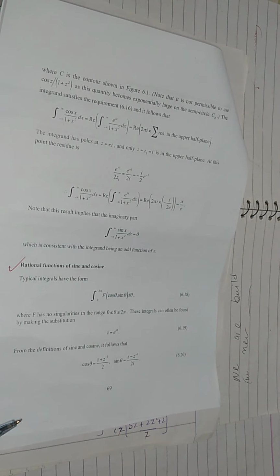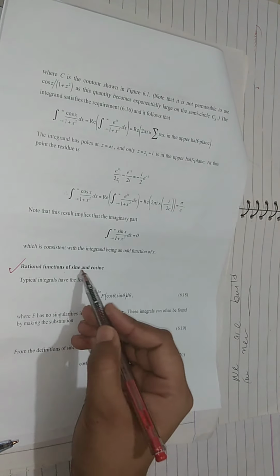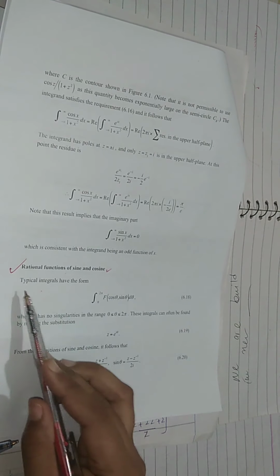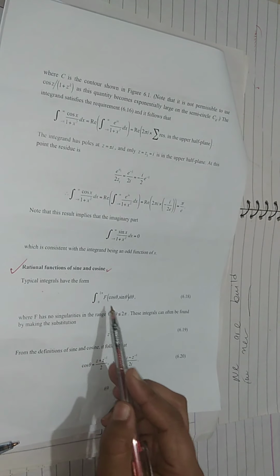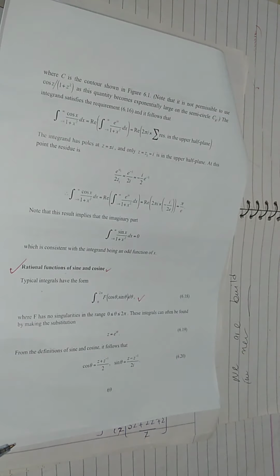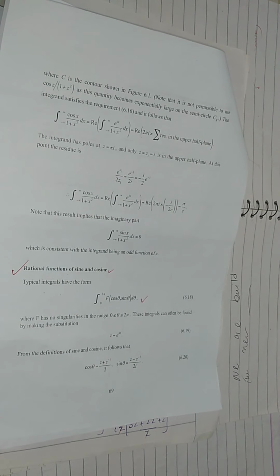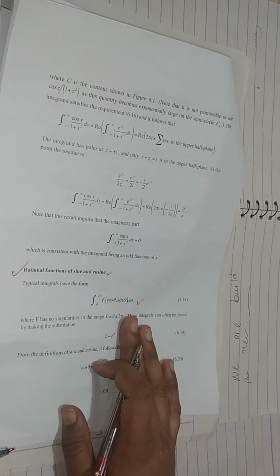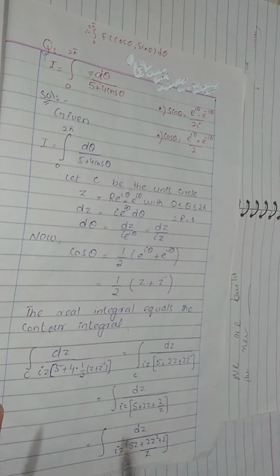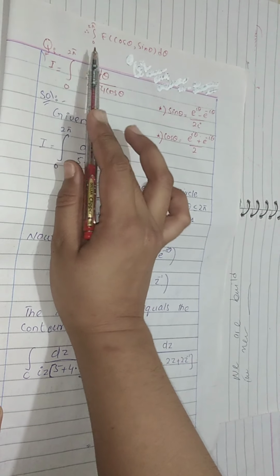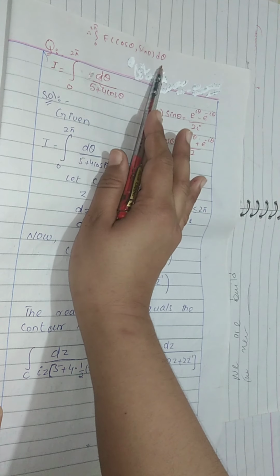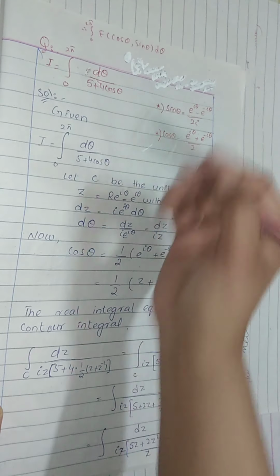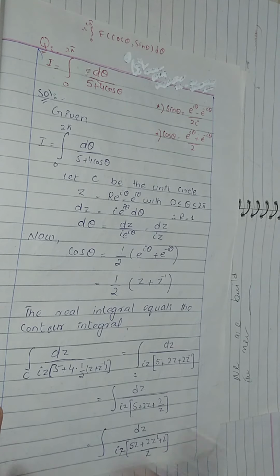If we have a third type of question, a rational function of sine and cosine, the typical integral has the form integral from 0 to 2 pi of f of cos theta, sin theta d theta. How can we evaluate this type of integral using contour integration? We can see it by using an example. We solve it by the same method, step 1, step 2, step 3.